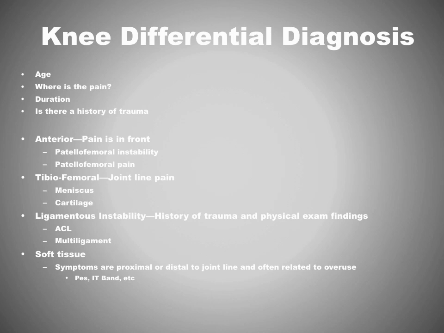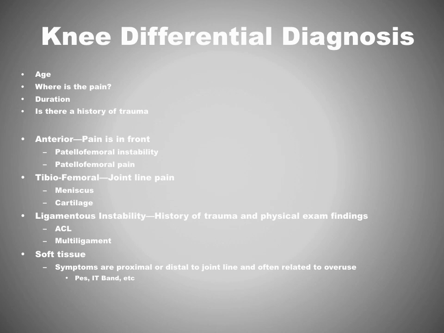If the pain is truly tibiofemoral joint line pain, then you're talking about meniscus, cartilage, arthritis. Ligamentous instability patients, in all likelihood, are going to have a history of trauma, a discrete event that caused the problem, and they'll have physical exam findings to support that. For example, an ACL tear will come in with a history of usually a non-contact or contact injury playing sports with a pop and swelling.